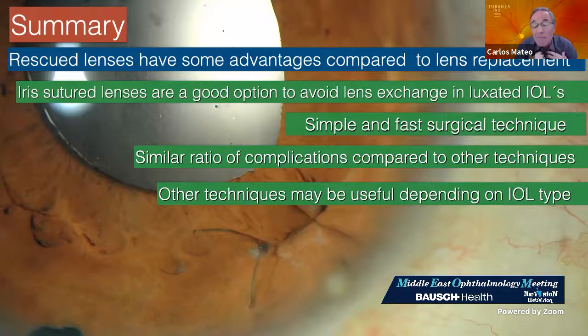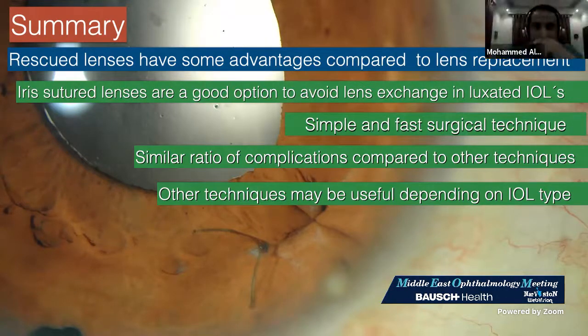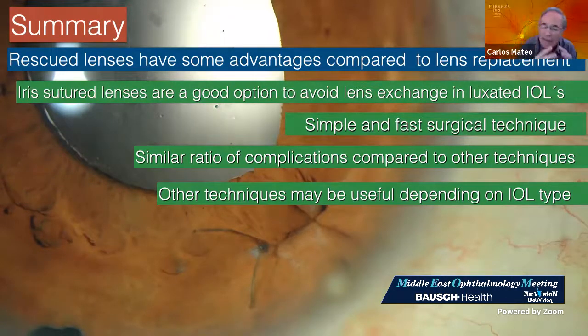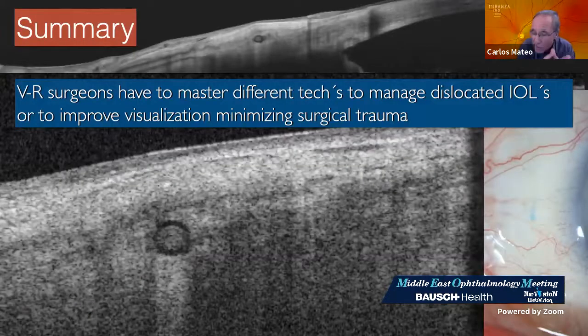Then, in summary, as a vitreoretinal surgeon, I'm not an expert in anterior segment surgery. For me, rescued lenses have some advantages compared to lens replacement in patients that have IOL dislocation. Iris suture lenses are a good option. It's simple and fast surgical technique with similar ratio of complications to other techniques, and other techniques may be useful depending on the IOL type. With your retinal surgeons, we have to master different techniques to manage dislocated IOLs to improve visualization, minimizing surgical trauma.